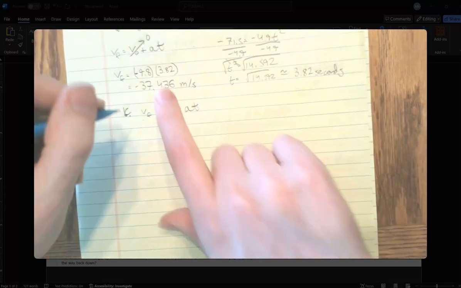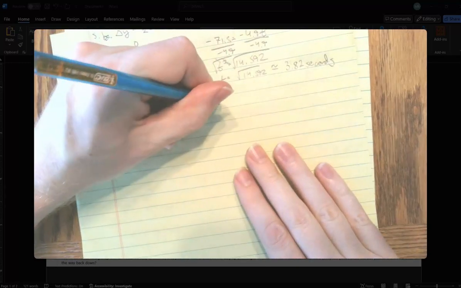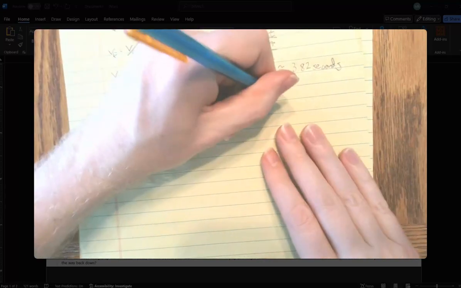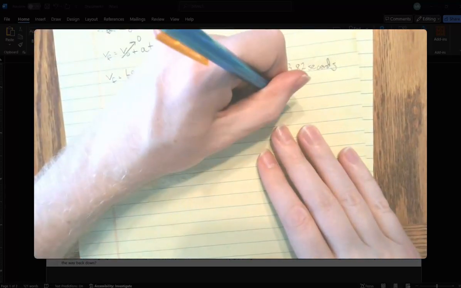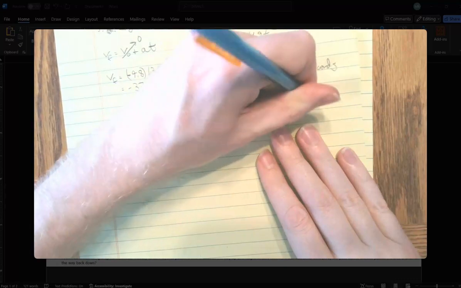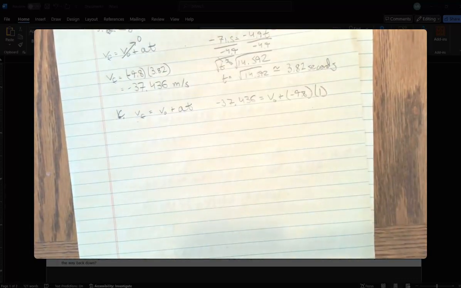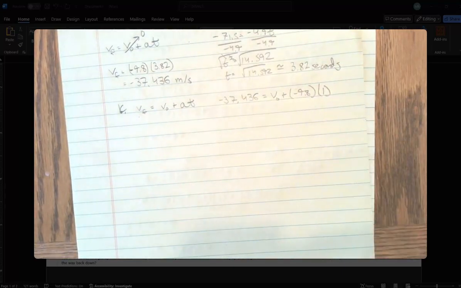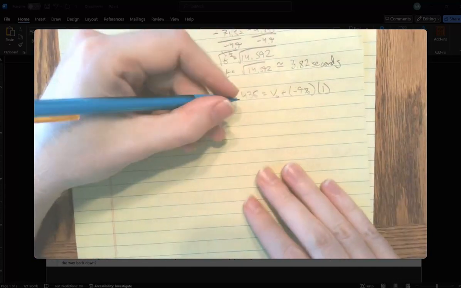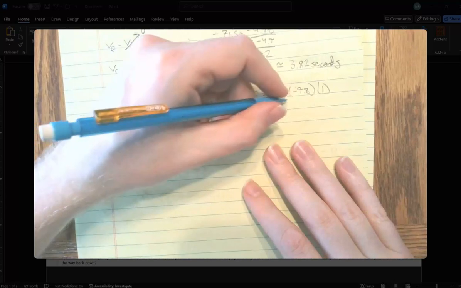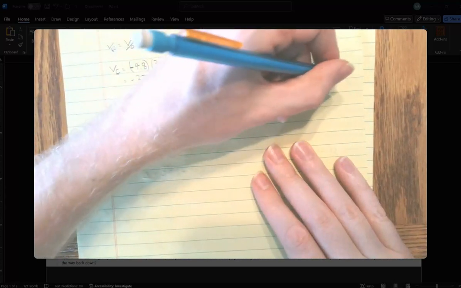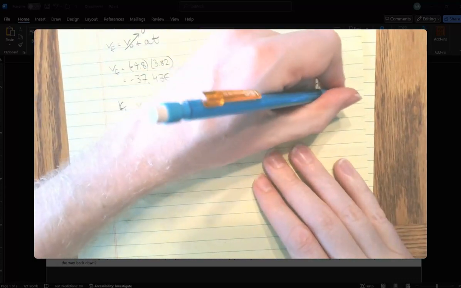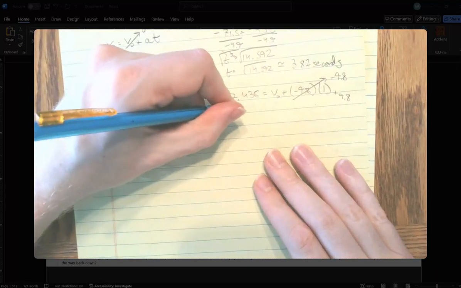So in this case, we have the final velocity is what I found in the previous question. So we have negative 37.436 equals my prior velocity plus negative 9.8. And again, I'm looking for the last second before it hits the ground. So that prior velocity is the velocity 1 second before it hits the ground. So my time is 1 there. All right. So negative 9.8 times 1 is just going to be negative 9.8. So in this case, to find my initial velocity, I can just add 9.8 to each side here.